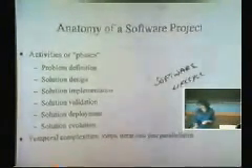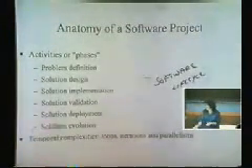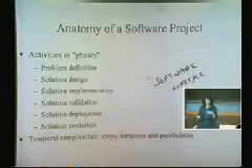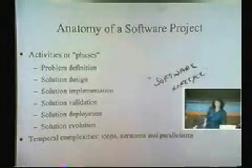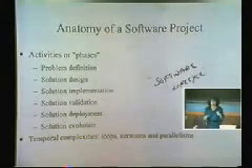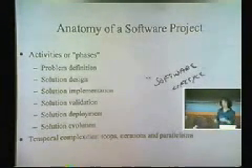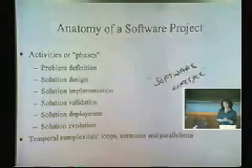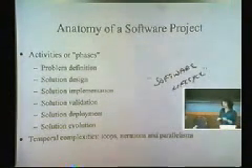The next activity is solution implementation, and that should be pretty obvious what that means. You've decided what you're going to do. You have decided what tools you're going to use to do it. Okay, go do it. Write the code and make it work. Now that sounds very simple.